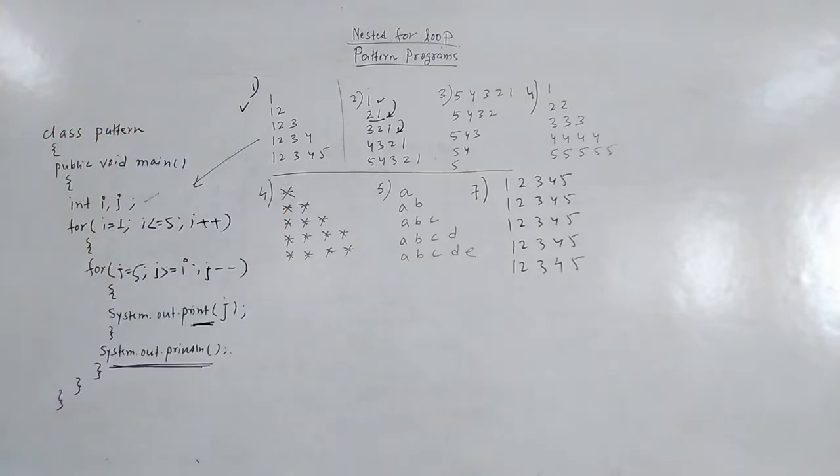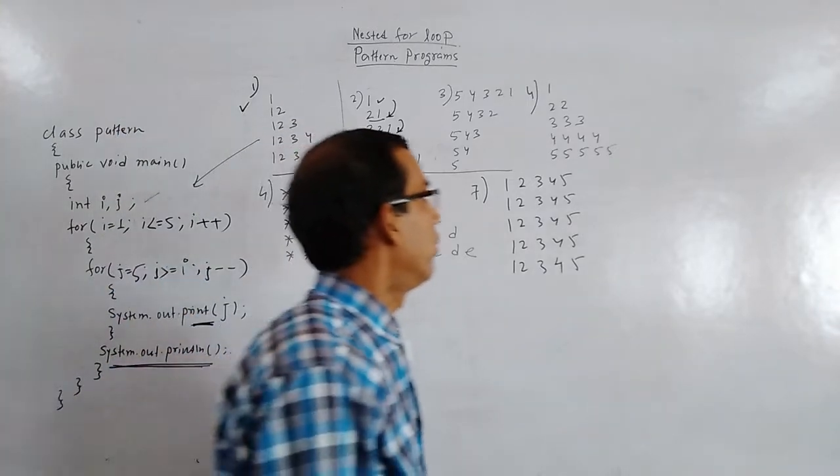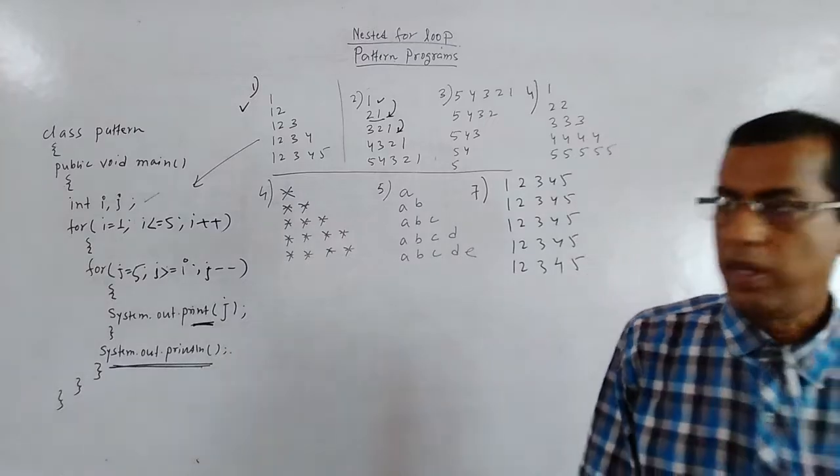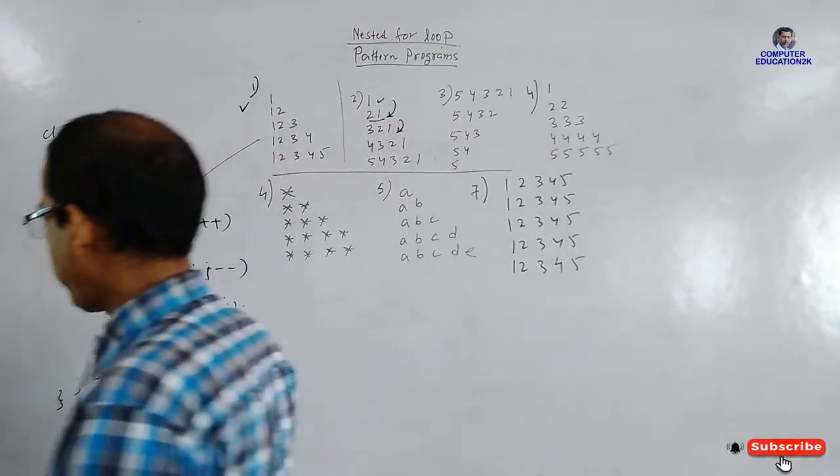Okay, now see the next program: 1, 2, 2, 3, 3, 3, 4, 4, 4, 4, 5, 5, 5, 5, 5. See this one?